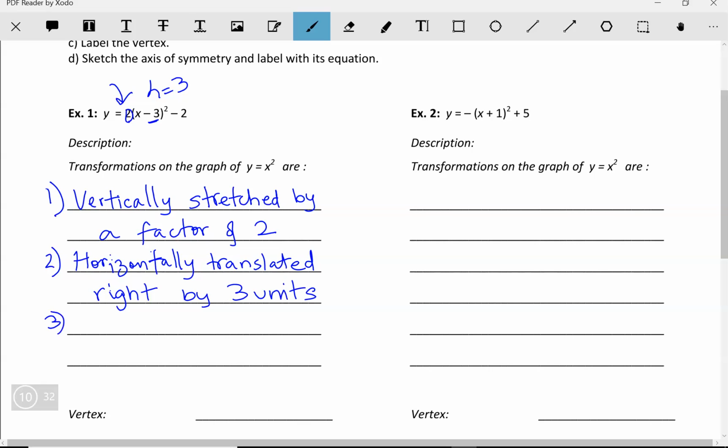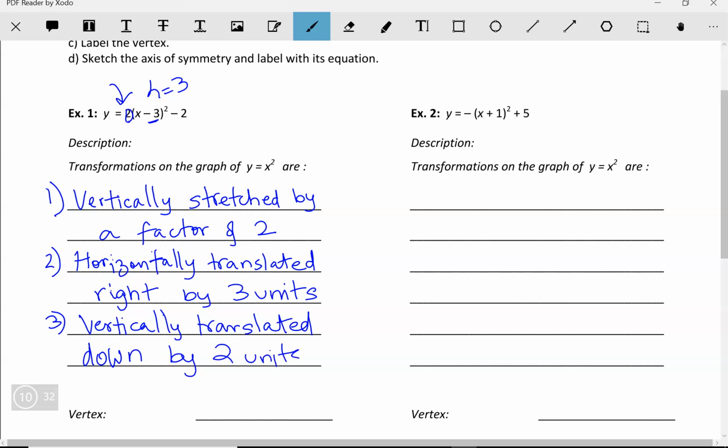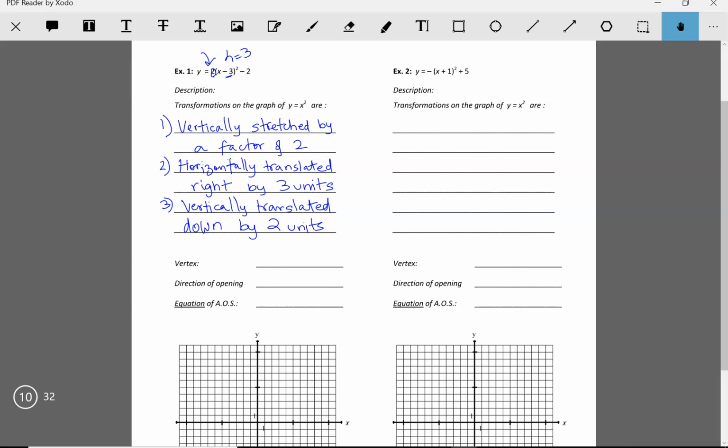And our last one, of course, is our vertical translation. So we're going to write vertically translated down, because it's a negative 2, right? So our k value is negative 2, so we're moving it down by 2 units. So I'm going to continue with this question. Our vertex, which we hopefully get from before, is 3, comma, negative 2. Direction of opening is up because our a value is positive. The equation of the axis of symmetry is x equals 3.